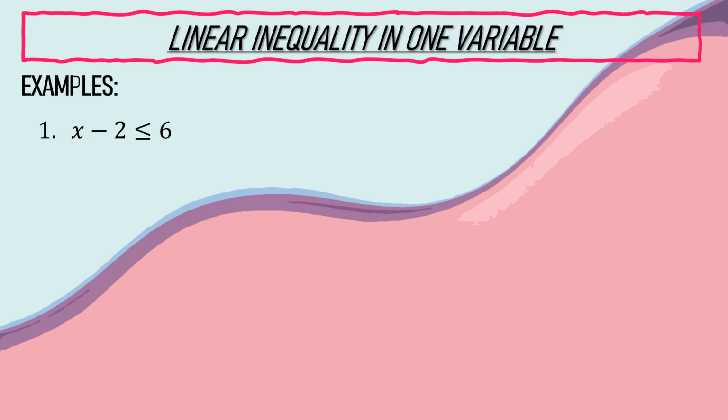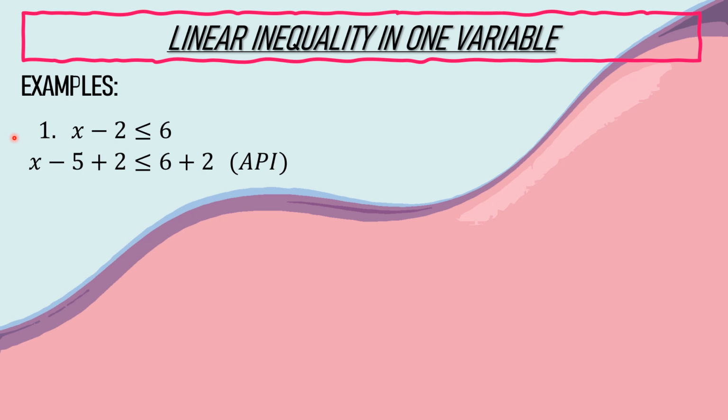Pero doon sa equation kanina, ang ginamit natin ay letter E sa dulo ng addition hanggang division. Dito naman, gagamitin natin yung letter I. It's either API, SPI, MPI, or DPI. So dito, again, ganun pa rin yung gagawin. We have to cancel -2 sa ating linear inequality para makuha natin yung variable x. So, ang kabaligtaran or reciprocal ng -2 is +2. Therefore, we will apply the API or addition property of inequality.